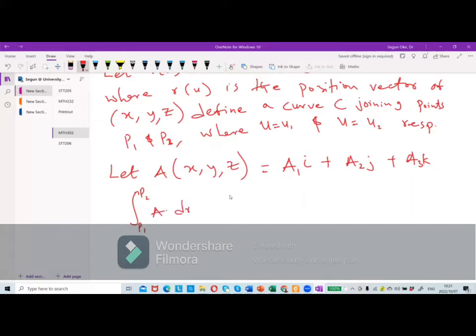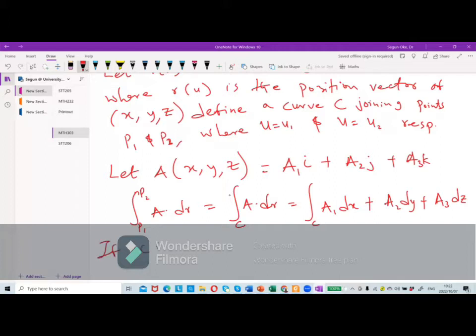The same A, we want to integrate it. What does it mean? We have the integral over C. Don't forget the definition of C, A dot dr, which means I have C to be A1 dx plus A2 dy plus A3 dz.